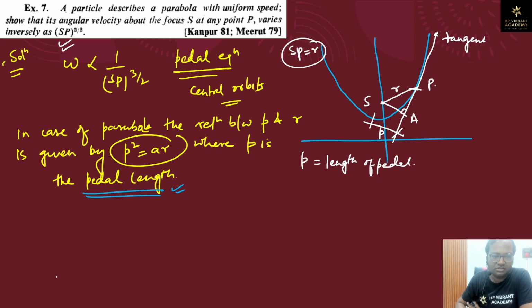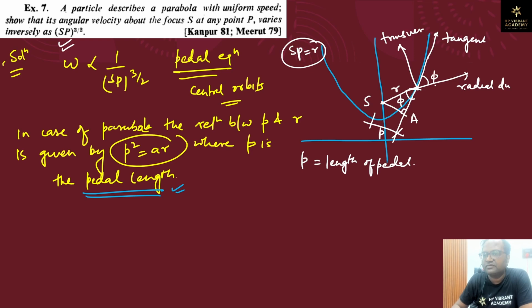Now what we will do is extend this. This is our radial direction, and this perpendicular is the transverse direction. Let us take this angle as phi. This will also be phi.